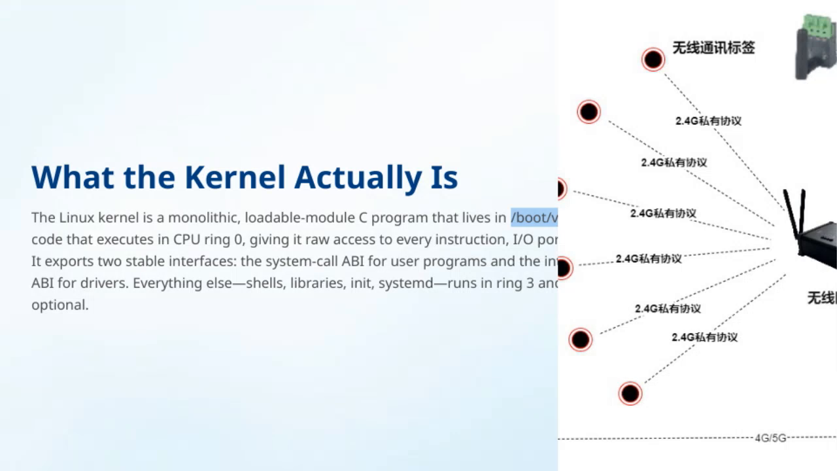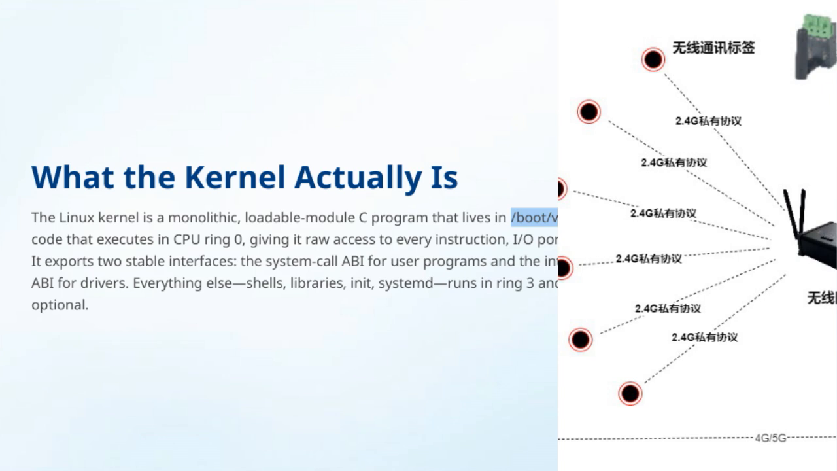Let's talk about what the Linux kernel actually is. At its core, it's a monolithic loadable module C program, and you'll typically find it stored in the /boot/vmlinux file. Now, what makes it special is that it's the only piece of code running in CPU ring 0. This gives it direct, raw access to everything: the instructions the CPU can execute, I/O ports for hardware communication, and physical memory pages. This high privilege level means the kernel has complete control over the system.